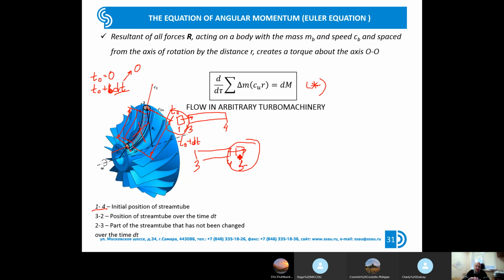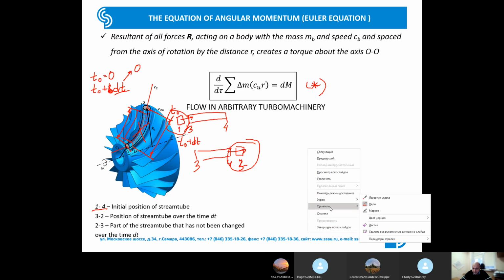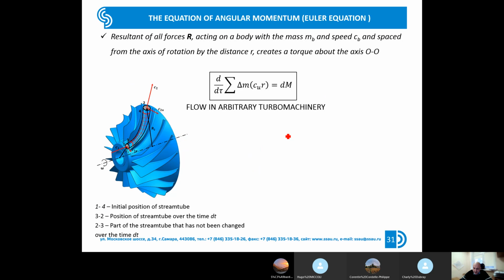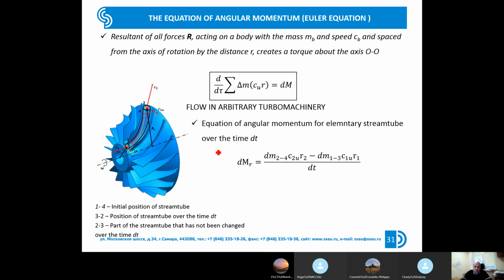That's why at the first period the angular momentum equals 0 minus the angular momentum at the time period t0 plus dt, and of course it's equal to the angular momentum at the last period of time. That's why finally we can receive for all this tube such an equation of angular momentum.